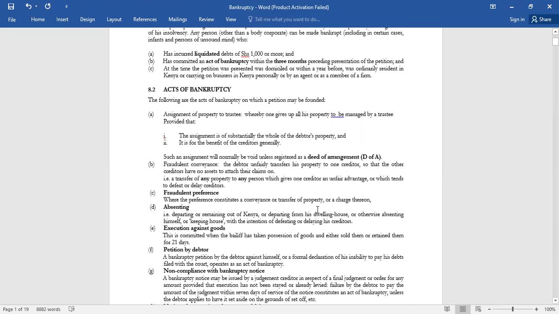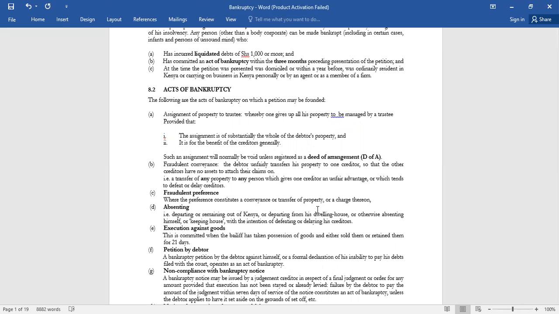2, you have what we call fraudulent conveyance. So if the debtor unfairly transfers his property to one creditor so that the other creditors have no asset to attach their claims on, then this will be declared as an act of bankruptcy.